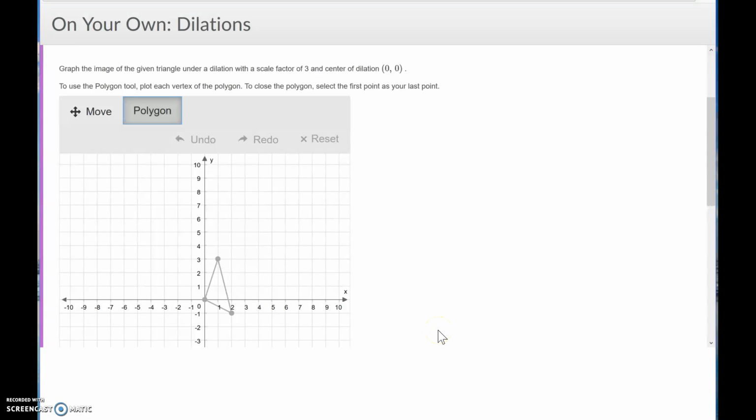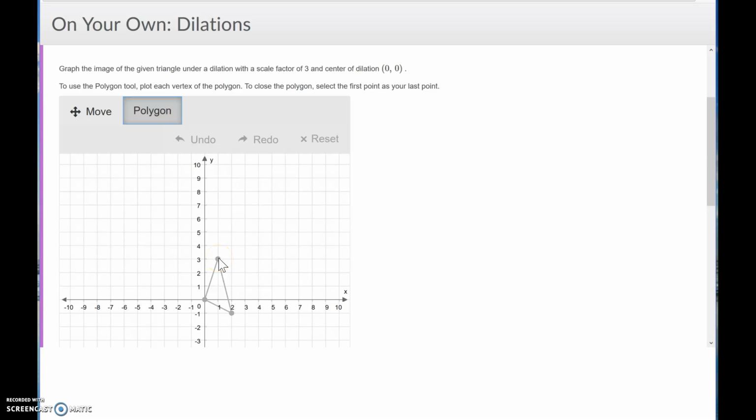Hey guys, this is On Your Own Practice for 1.14 Dilations. So this first one, we're going to graph the image of the given triangle under a dilation of a scale factor of 3 with a center of 0, 0. Since the center of dilation is at the origin, we can just multiply both coordinates by 3 to get the new coordinate. So let's look at our first one.